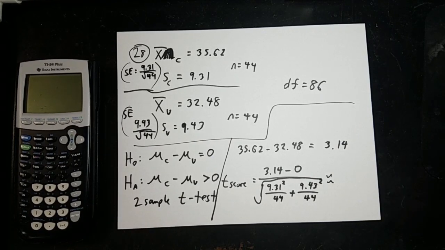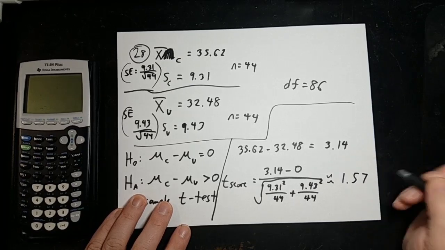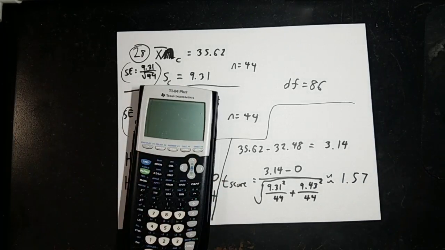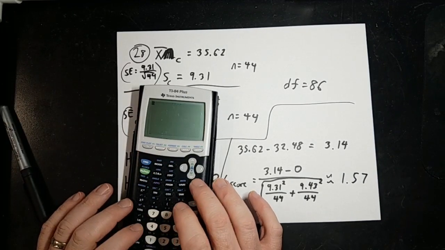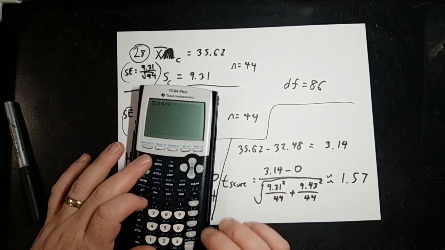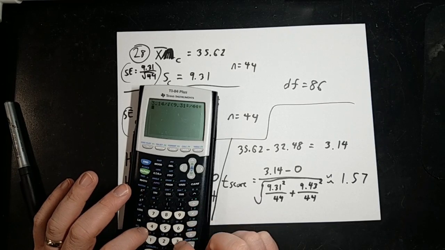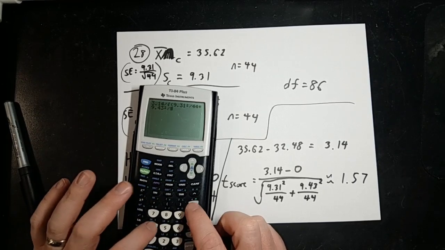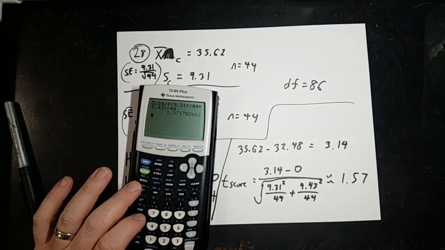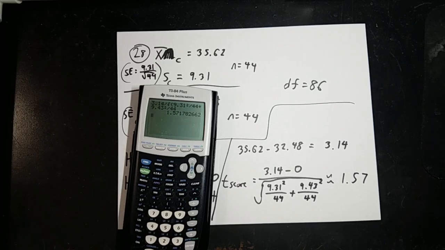This gives you an approximate t-score of, I wrote down 1.57. Let me double check the calculator. 3.14 divided by the square root, 9.31 squared divided by 44, plus 9.43 squared divided by 44. Yep, 1.57. That's your t-score.